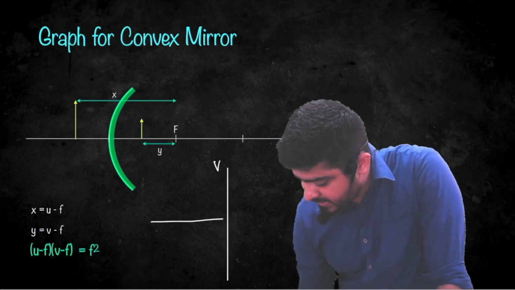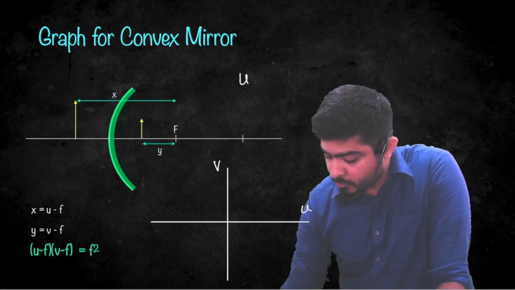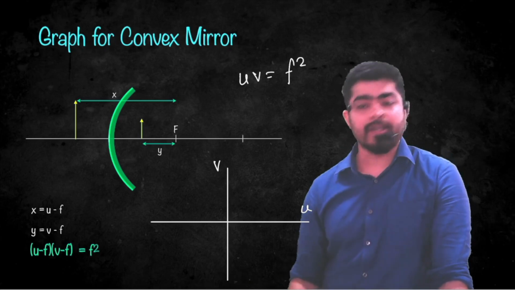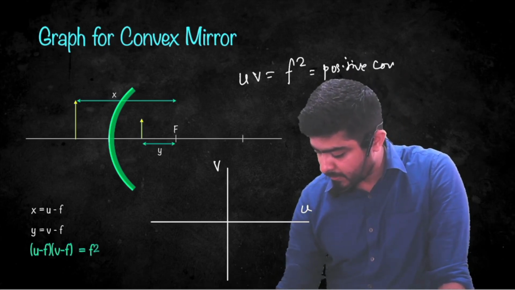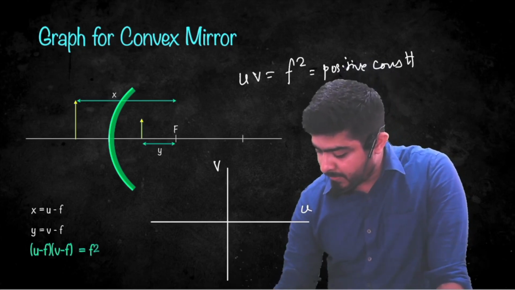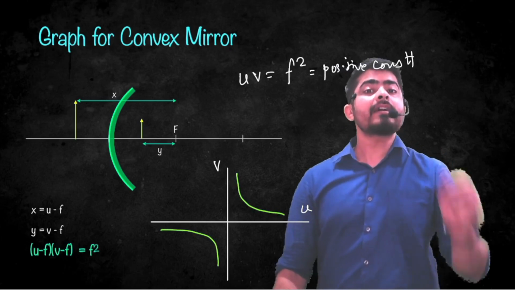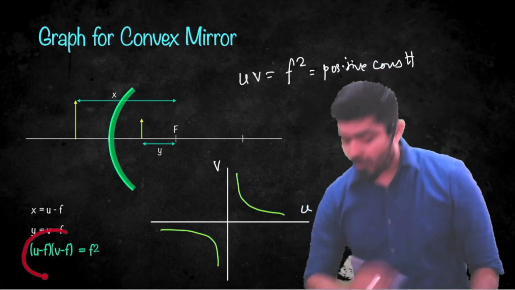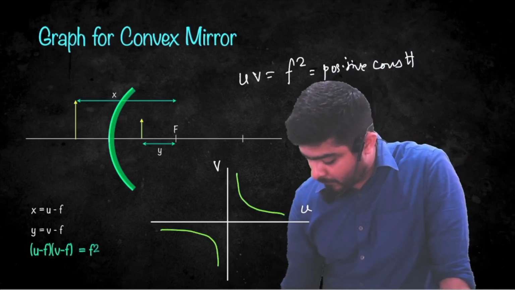Okay, and this is the horizontal axis. And if I draw the graph for uv equal to f square, this is a positive constant again, right? So my graph will again be a rectangular hyperbola like this. Okay, but according to this formula I want to shift the origin of my graph to f comma f.